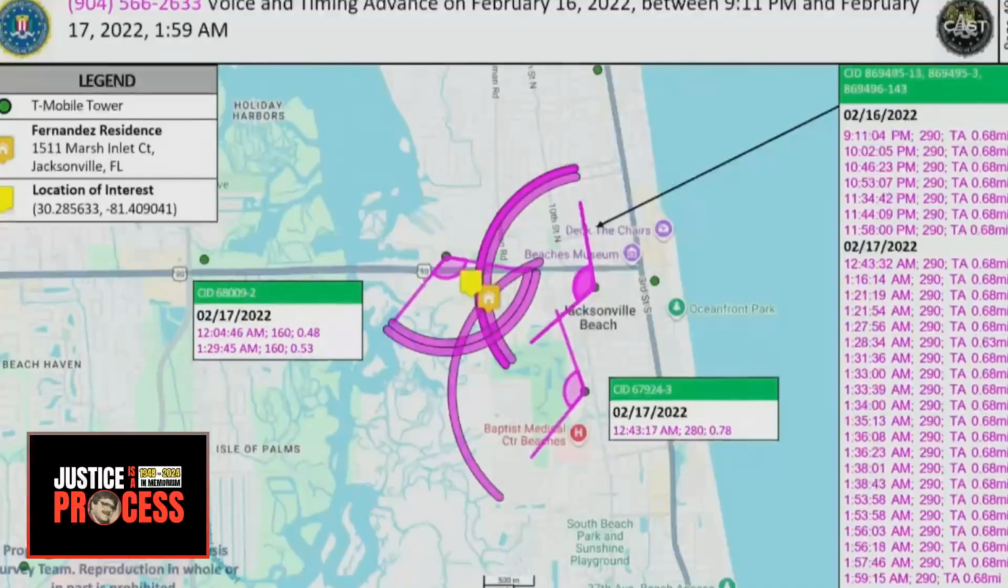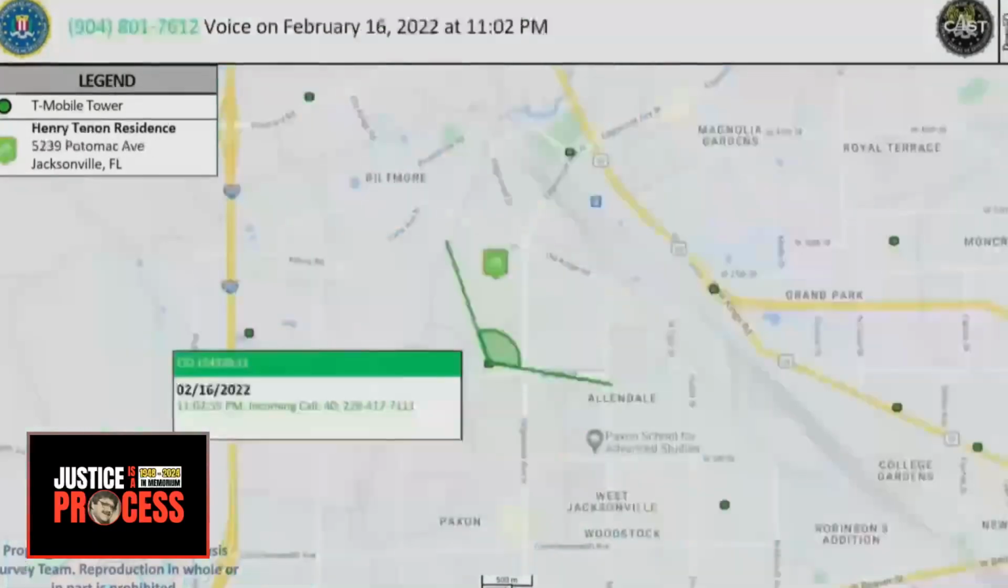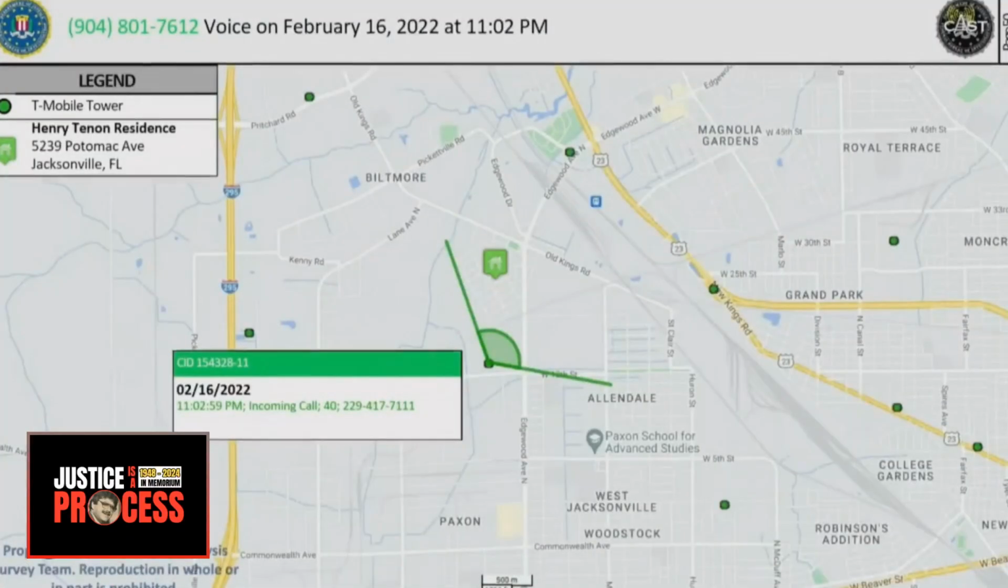There are some, specifically here, we have a lack of timing advance data for about 45 minutes. Correct. Between 9:11 and 10:02. And then voice call for the 7612 number, the next data available for this phone, which was not communicating with the tower other than the previous slides, is back here at the Potomac Avenue. Yes. Was there any data available to you to map the route of travel from Jacksonville Beach back to this area by these devices? Not for 7612, no.